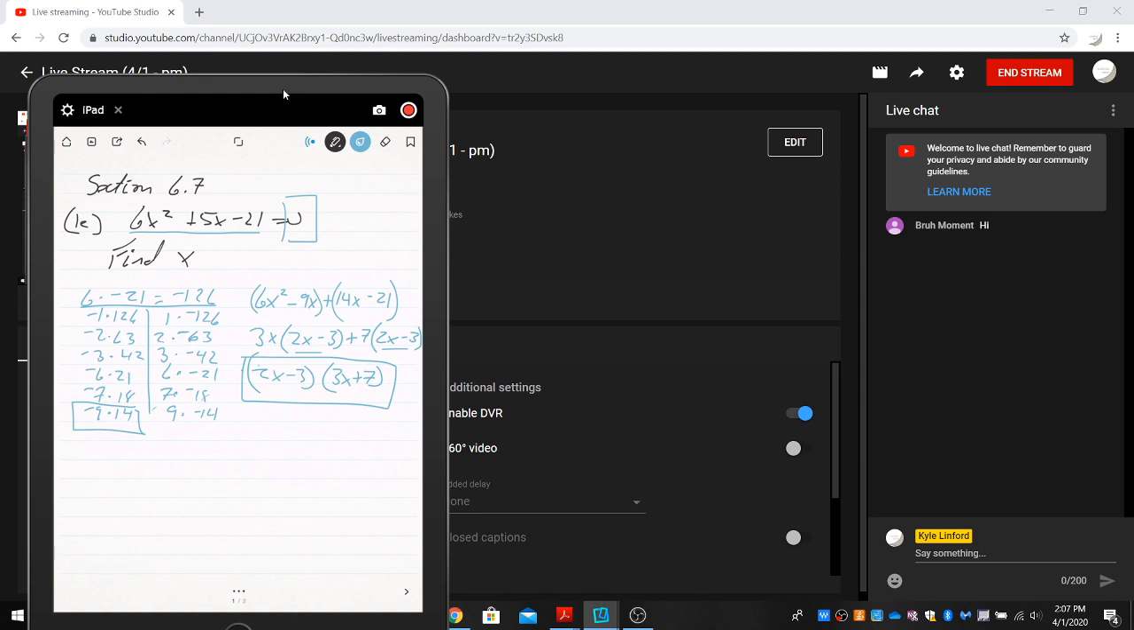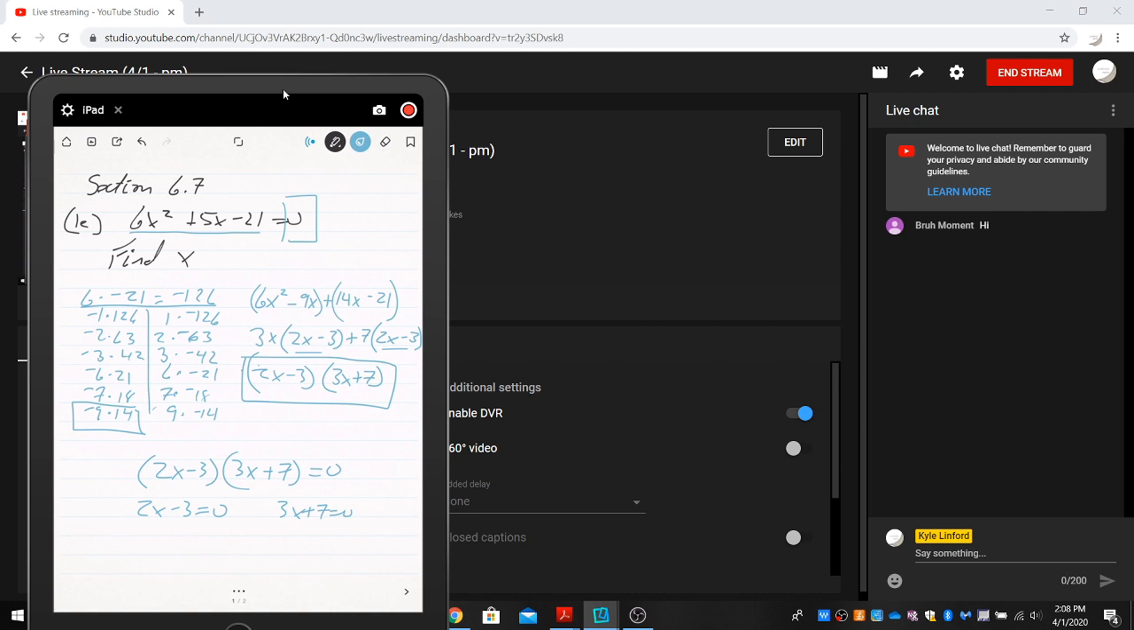Instead of having 6x squared plus 5x minus 21 equals 0, we can say (2x minus 3) times (3x plus 7) equals 0. How does this help us solve the problem? Well, if you remember, the zero product property says that if you are multiplying two things together and they equal 0, that means one of those things you multiply has to be 0. So we can set 2x minus 3 to be 0, and we can set 3x plus 7 to equal 0.